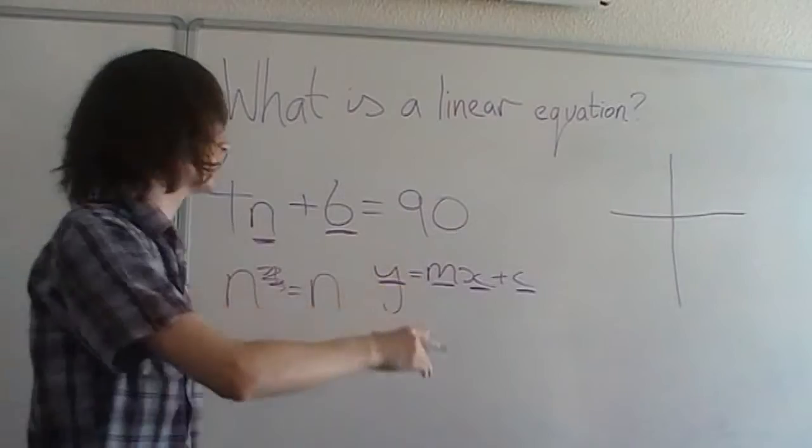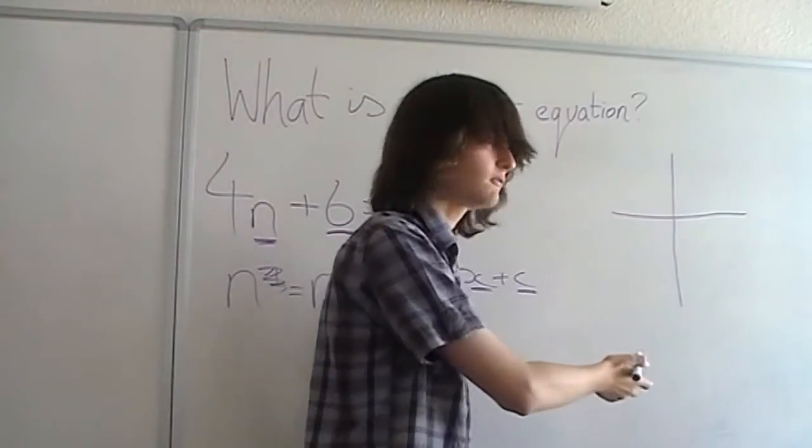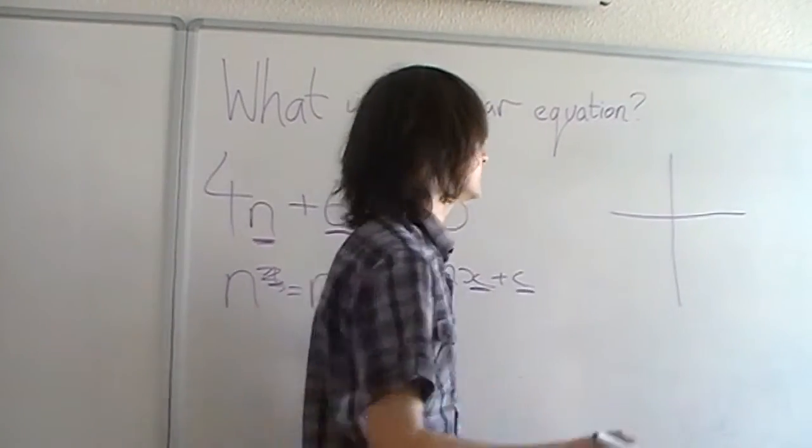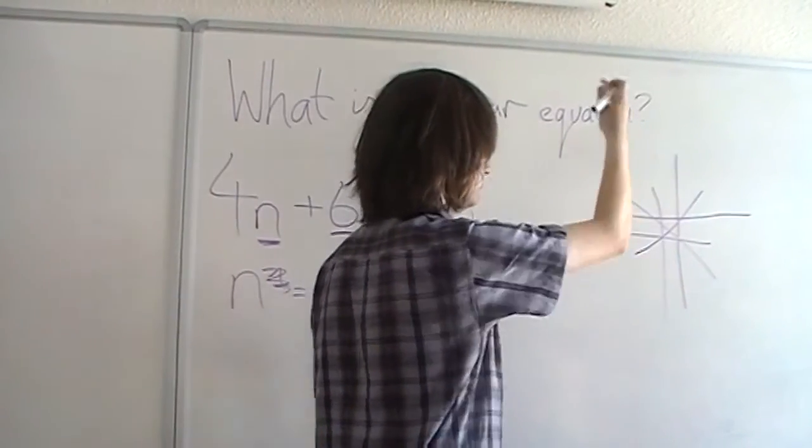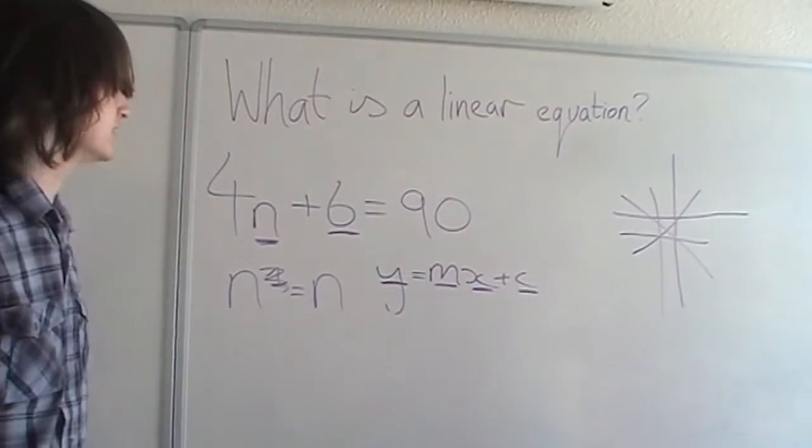And the thing about linear equations is when they're drawn on a graph, the line will always be straight. So whether it's going upwards, downwards, just straight across, vertically, they'll always be completely straight.